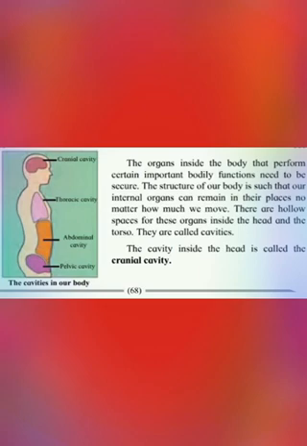Now see, children, here in our body there are so many internal organs and they perform very important functions. Security of all these internal organs is very important. For that there are hollow spaces for these organs inside the head and the torso. They are called cavities, and today we are going to know about all these cavities. The cavity inside the head is called the cranial cavity.